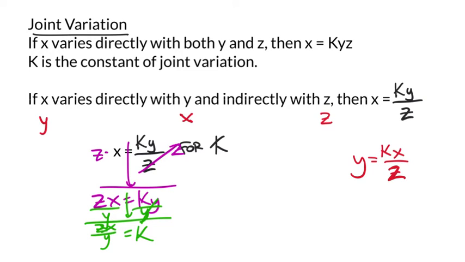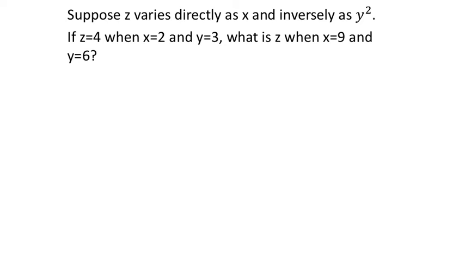Just keep that in mind. You'll probably have to solve for the k value first, and then you can apply that k to the new values that they give you, because they'll always give you a set, and then they'll say, find the missing value in the next set. Suppose z varies directly as x and inversely as y squared, and it's okay that it's a y squared on that. Just know that's going to be part of what we end up looking at, okay?